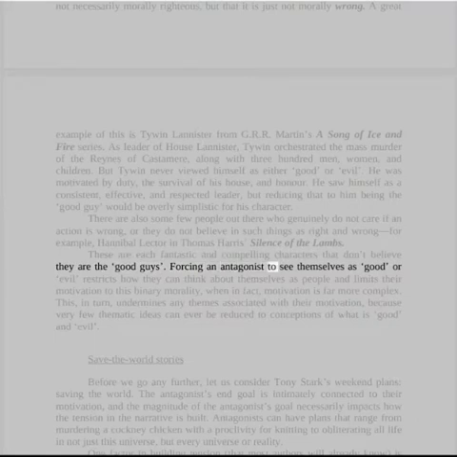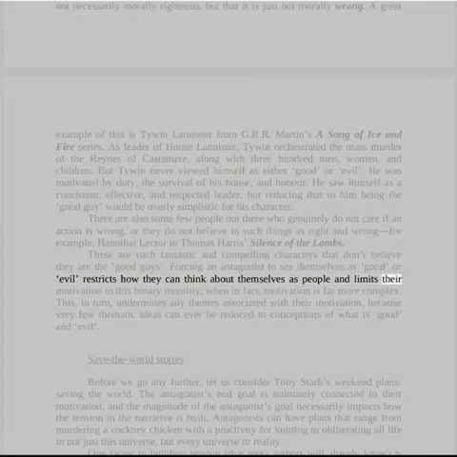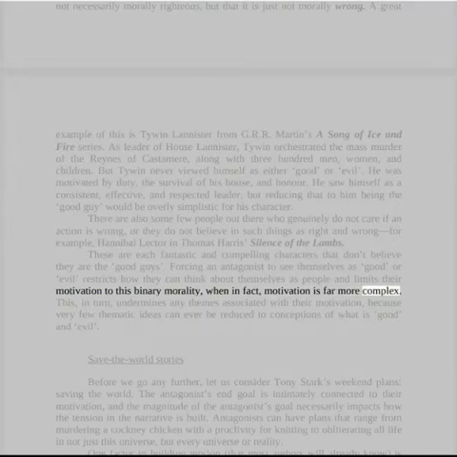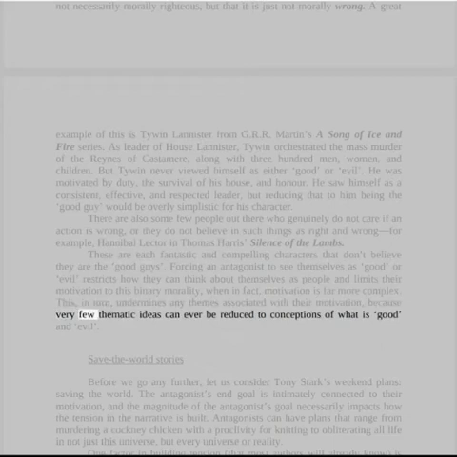Forcing an antagonist to see themselves as good or evil restricts how they can think about themselves as people and limits their motivation to this binary morality, when in fact, motivation is far more complex. This, in turn, undermines any themes associated with their motivation, because very few thematic ideas can ever be reduced to conceptions of what is good and evil.